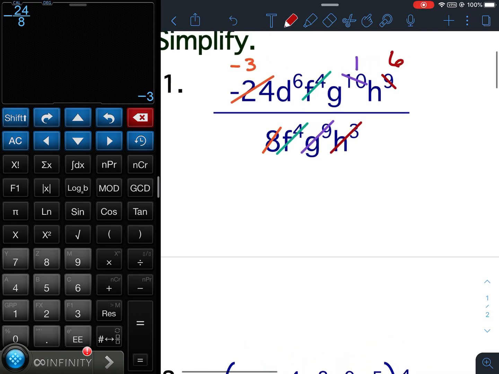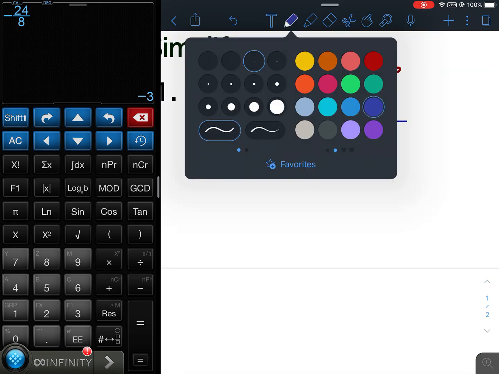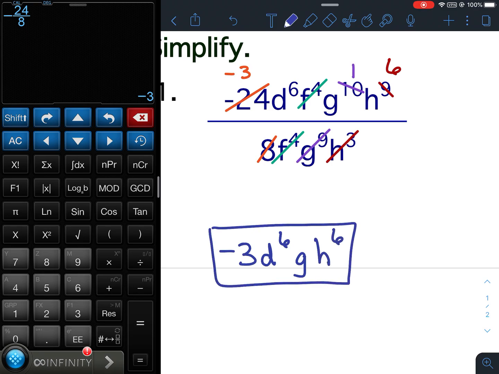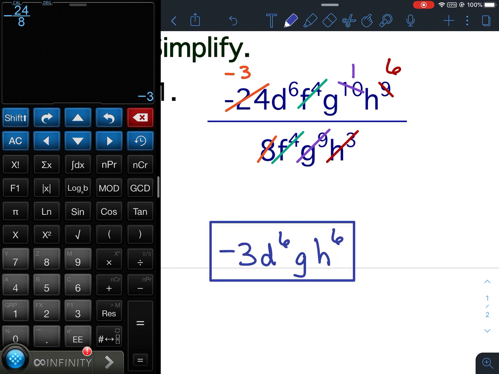Because there is nothing left on the bottom, I simply write down what's left on the top. And on top, we've got negative 3, d to the 6th, g to the 1st, and h to the 6th. And that is it for number 1.